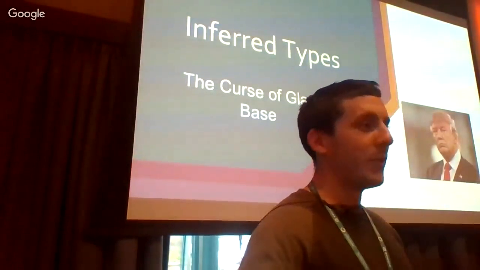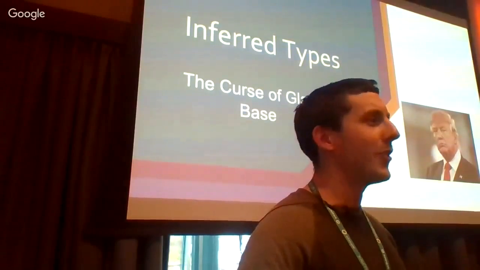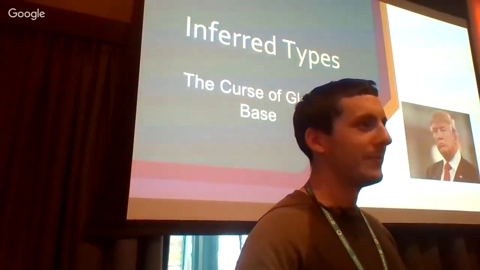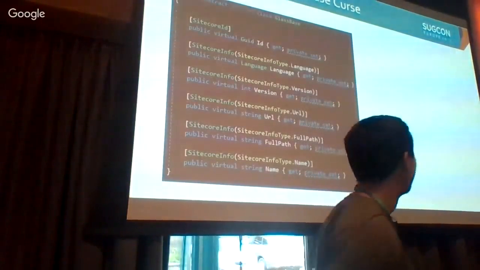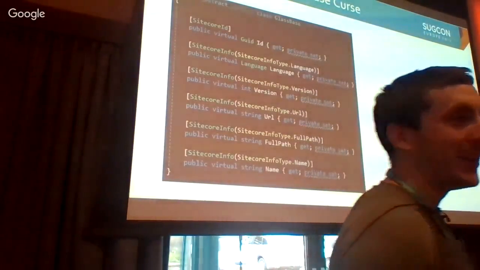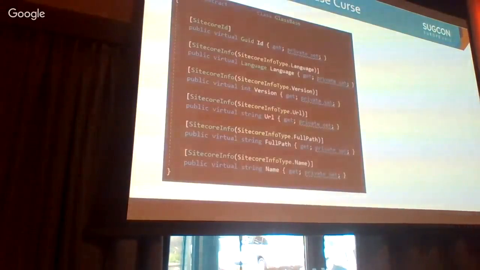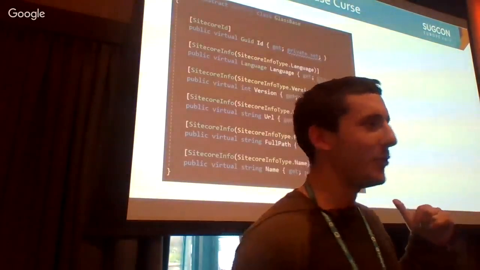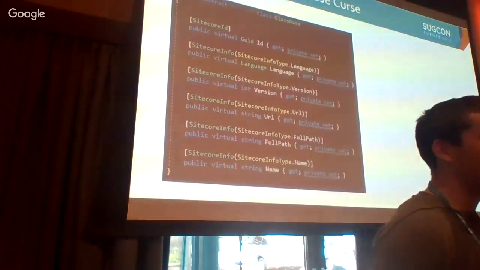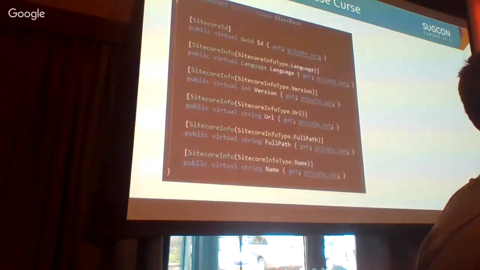This is where it kind of went wrong, the curse of Glass base. Who's got a Glass base class? Yeah, all of you. Right. So first off, we often see something like this. This is actually quite a small one. I have seen big ones. Like, we're talking 20, 30 properties on the base class.